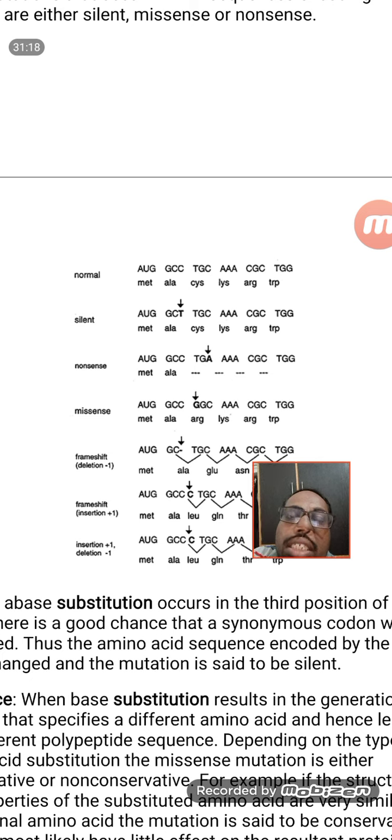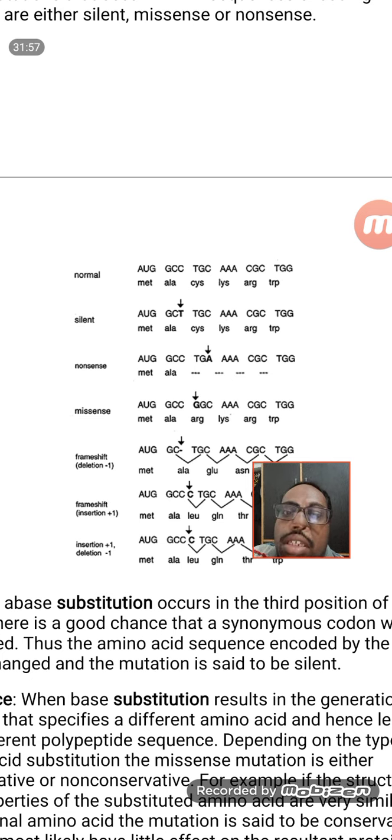GCC, TGC, AAA, CGC, TGG. This is the codon. But if you see inside the silent mutation, AUG is correct, no change. But you see the next, GCT, but on top it was GCC. The balance are all the same. But why is it called a silent mutation? Because it will never cause much change in the formation of proteins. That is why it is called the silent mutation.